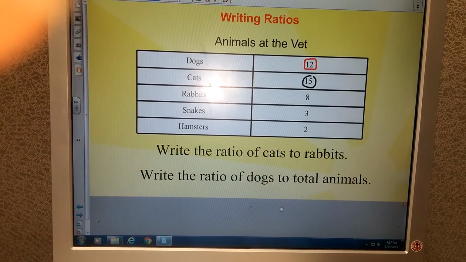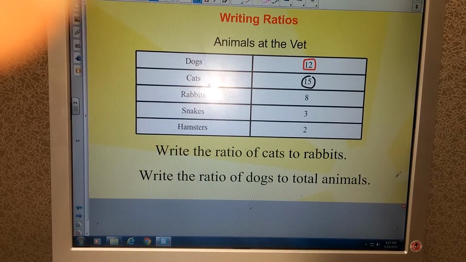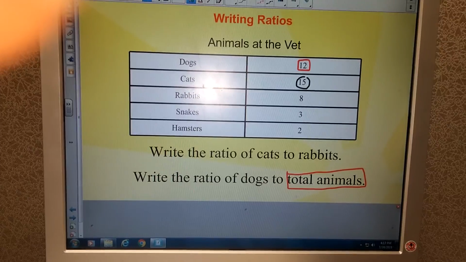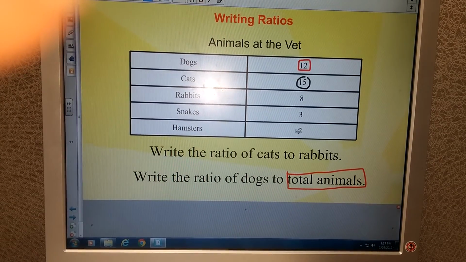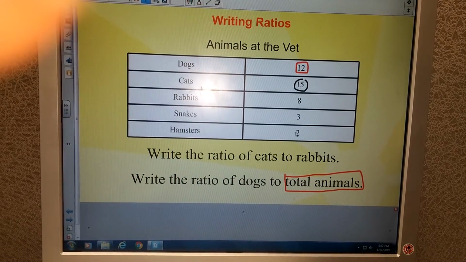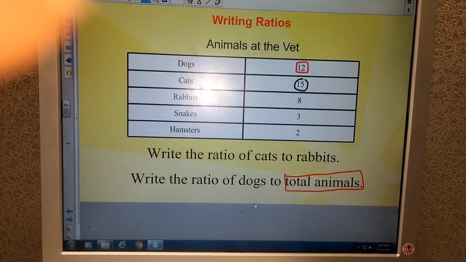The ratio of dogs to total animals. Well, we know there's 12 dogs, but what about this total animals thing? Well, I know there's some dogs, some cats, some rabbits, some snakes, some hamsters. So if I add up all of these numbers, that will give me the total animals that there are, and that will help me to write that ratio.